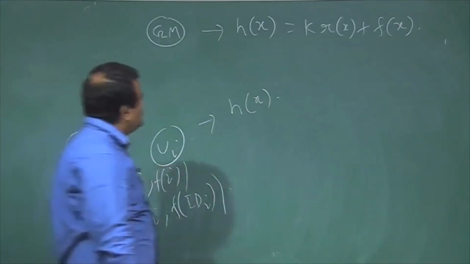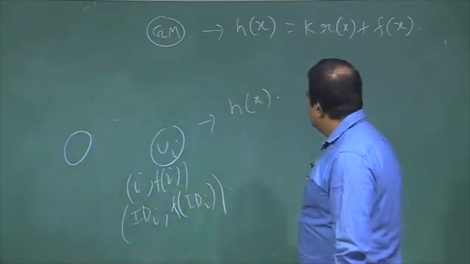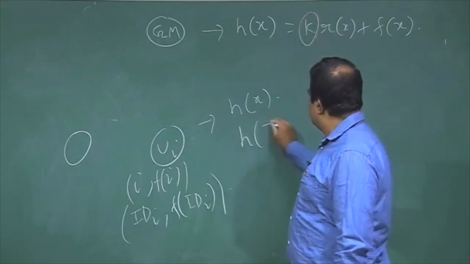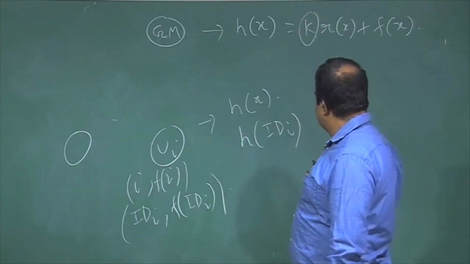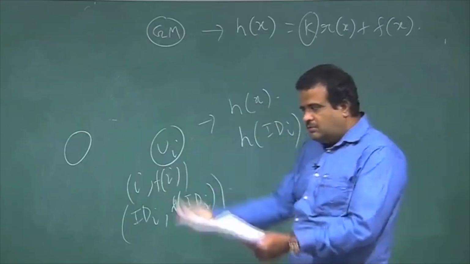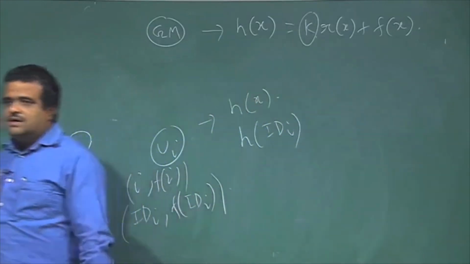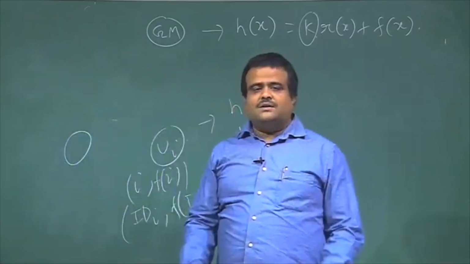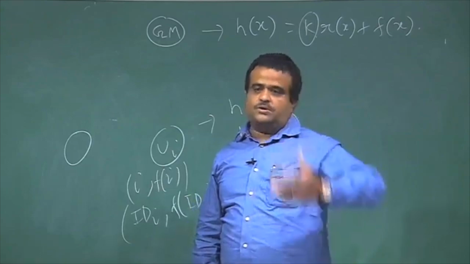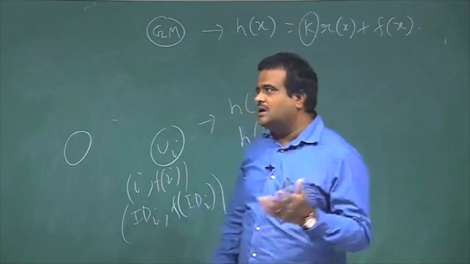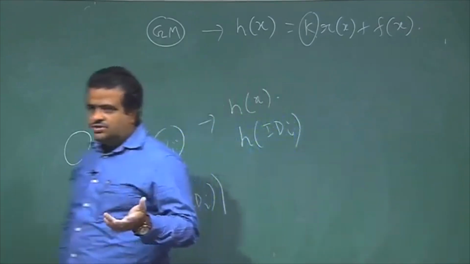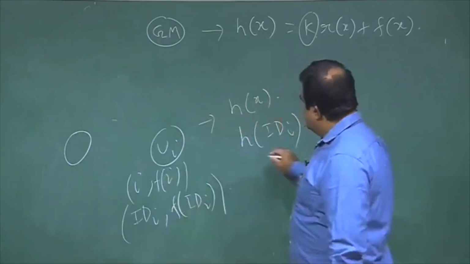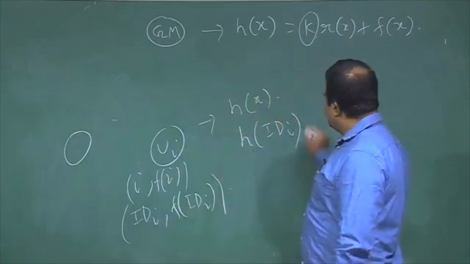Now, upon getting h of x, what can this user do? The user needs to get the session key k. So the user can compute h of ID, because h of x means the whole polynomial the GM is broadcasting. It is a t degree polynomial, so basically it is broadcasting t points on this polynomial. So anybody can do the interpolation using Lagrange to get the whole polynomial.